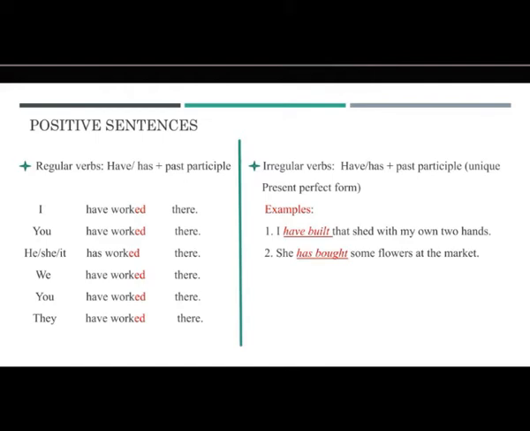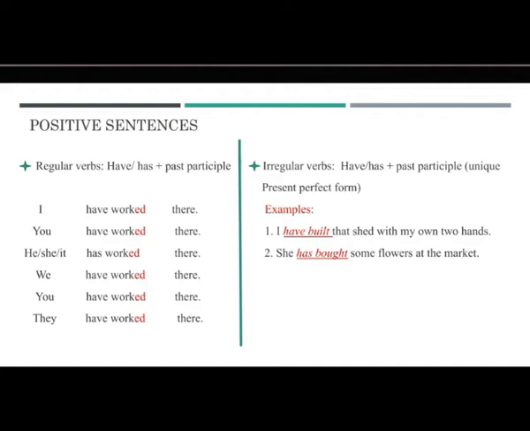I have worked there. You have worked there. He, she, it has worked there. We have worked there. You have worked there. They have worked there. For the irregular verbs, we use the auxiliary verb to have and the past participle.